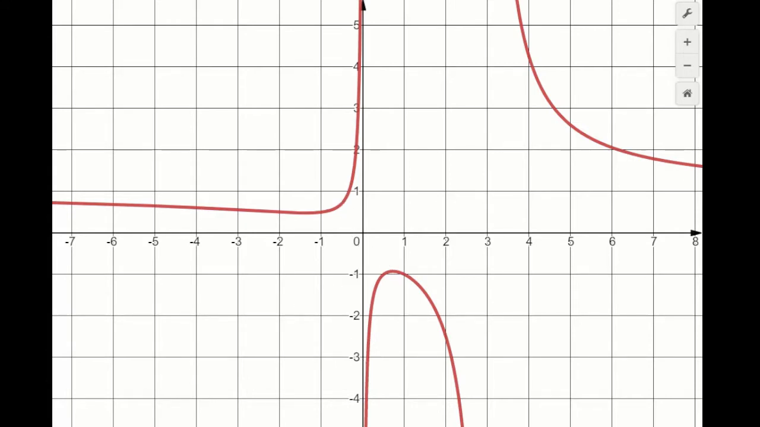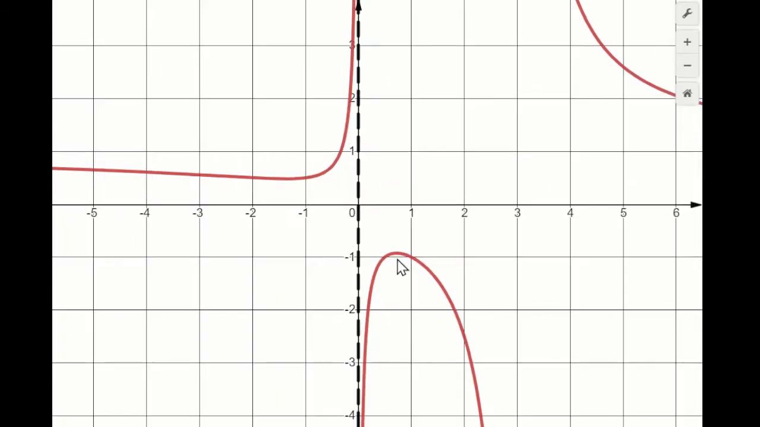So let me show the vertical asymptote here. The vertical asymptote is right here at x equals 0. This also means we have a 0 in the denominator at x equals 0, and that's the reason why our graph is not crossing through, is not even going to hit this vertical line, which is namely the y-axis.